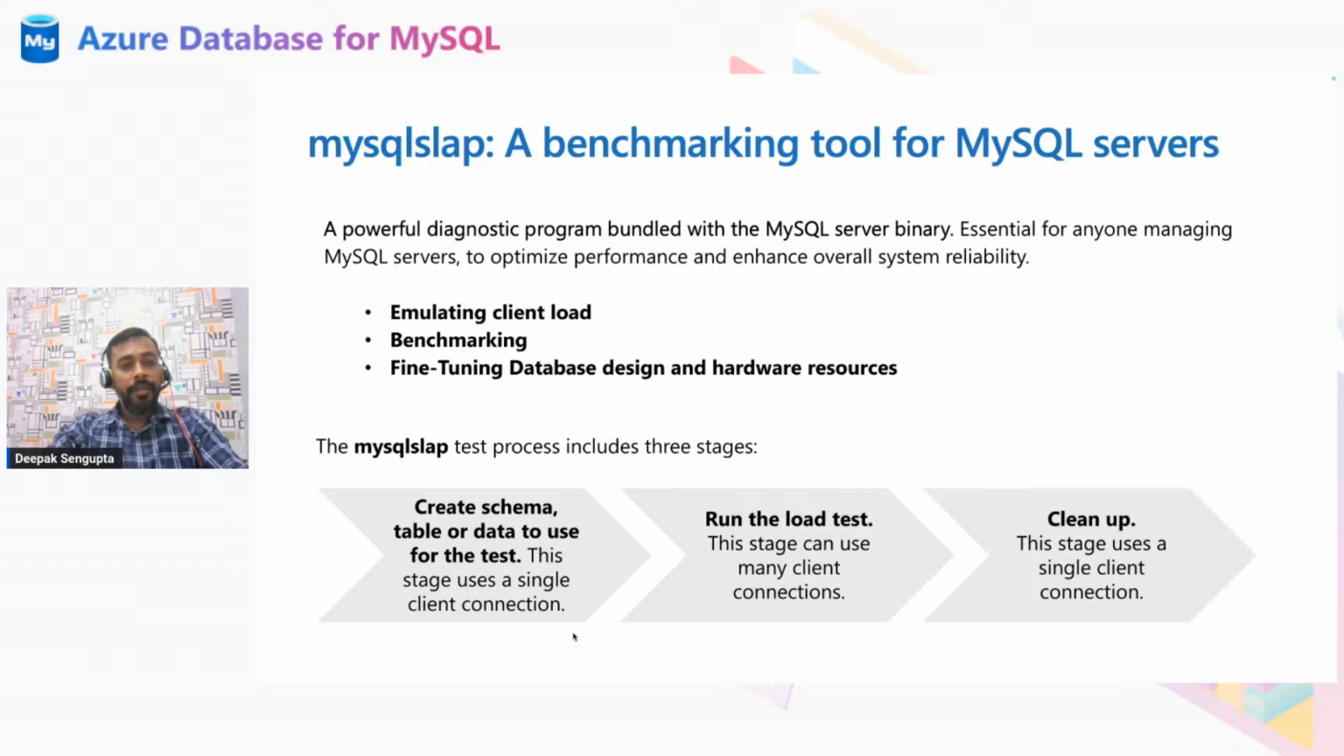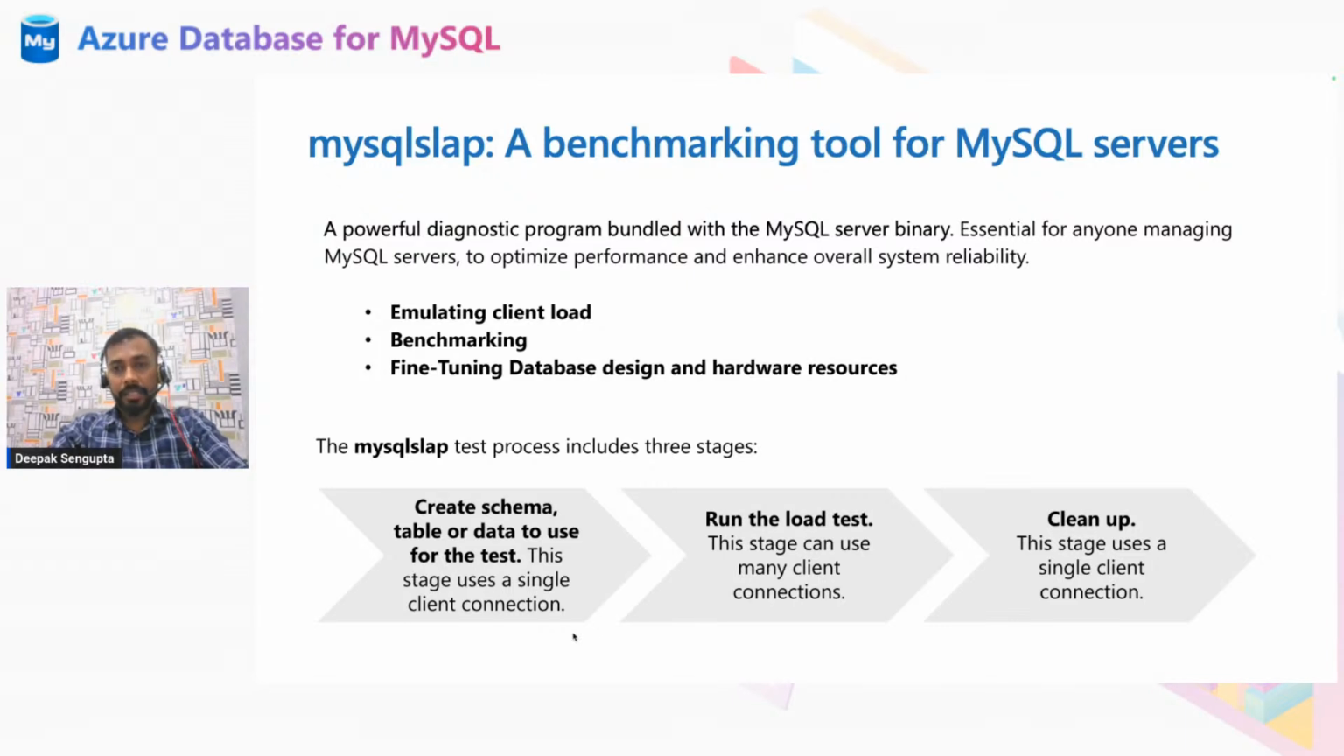Once the schema, tables, and the data are created, it moves on to the second stage, which is where it executes the queries and commands based on the supplied parameters, which helps us to emulate the client load. This is the actual stage wherein the mysqlslap utility executes the queries that we supplied, and based on the parameters that we supplied, it provides us with the actual result based on the test or the command that we are executing.